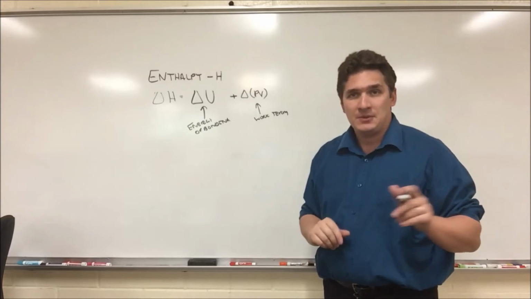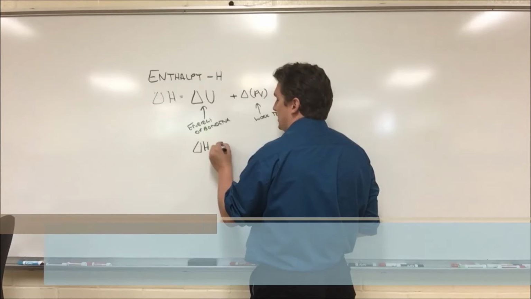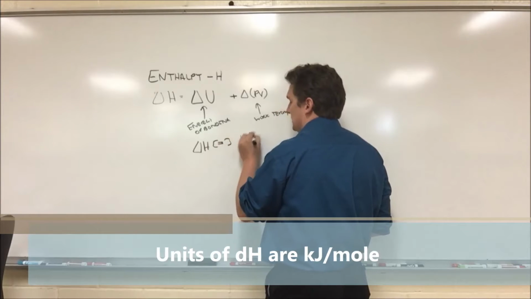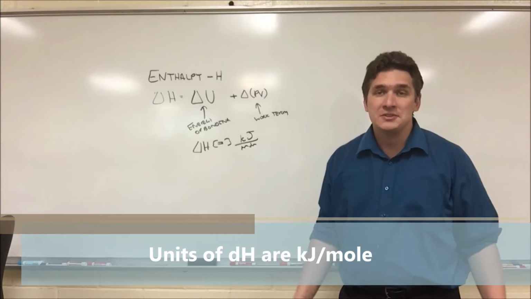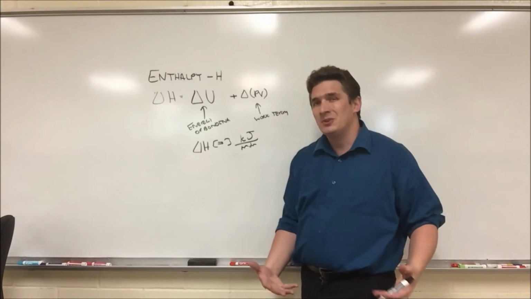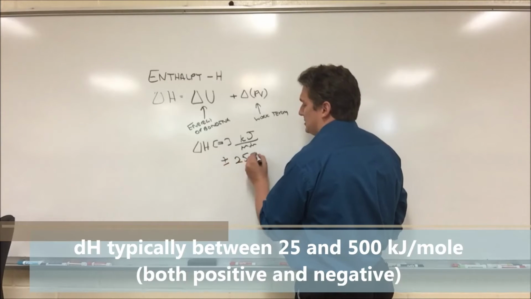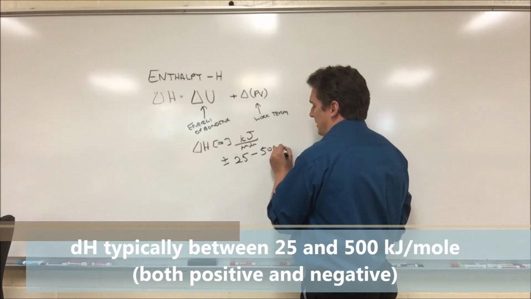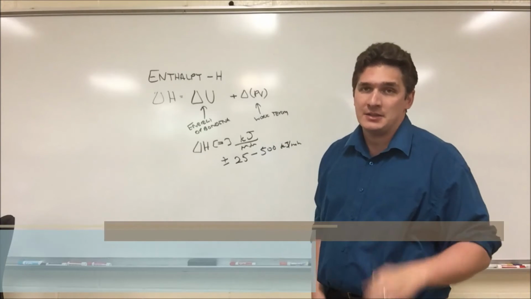Now, delta H, a couple of other important points. First of all, typically we measure this in units of kilojoules per mole. So these are fairly large amounts of energy wrapped up in delta H's. The second is that if you're looking for a good range, typically delta H is somewhere between plus or minus 25 and 500 kilojoules per mole. It can go as high as 1,000 kilojoules per mole.